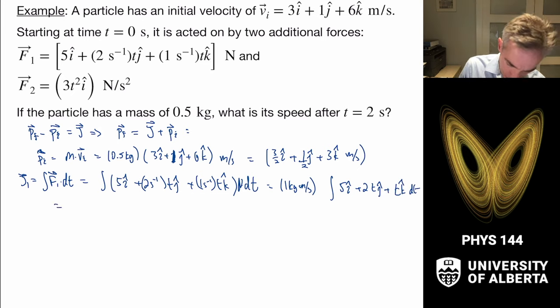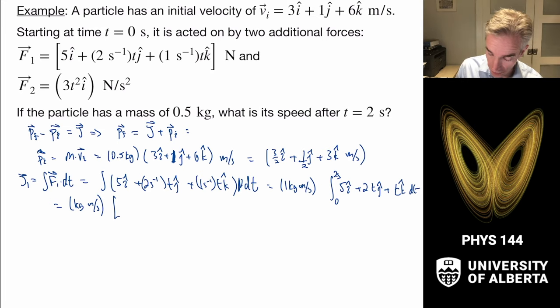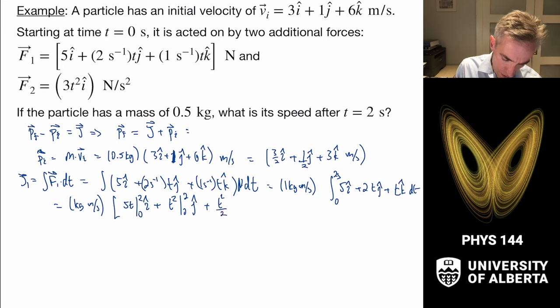Integrating that from 0 to 2 seconds, we get units of kilogram meter per second. The integral of 5 in the i hat direction is 5t, evaluated from 0 to 2, i hat, plus t squared, integrated from 0 to 2, j hat, plus t squared over 2 from 0 to 2 in the k hat direction.